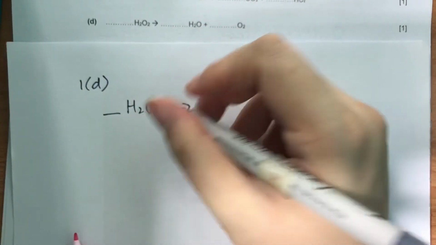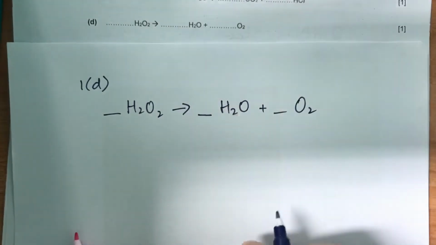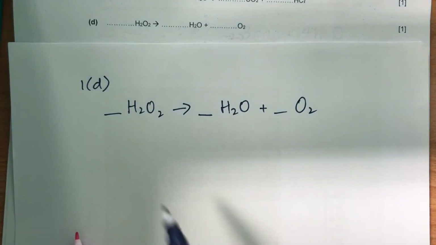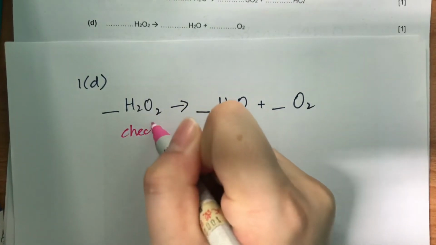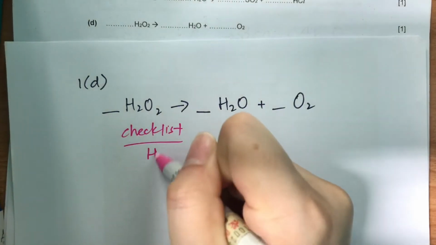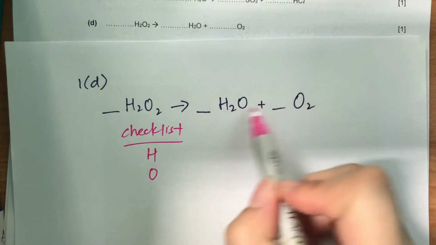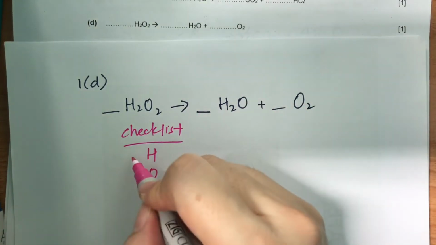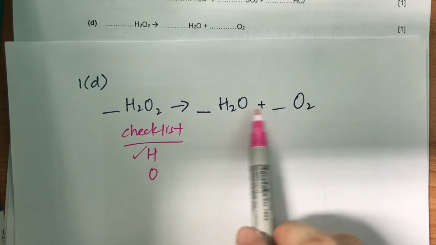Okay, so question 1D. H2O2. This is hydrogen peroxide. H2O, oxygen. So I do the quick way. There are only two elements here. So checklist: hydrogen and oxygen, 2. 2 on this side only. There's nothing here. Total, balance. Now oxygen is 2 here. Oxygen here is 3.